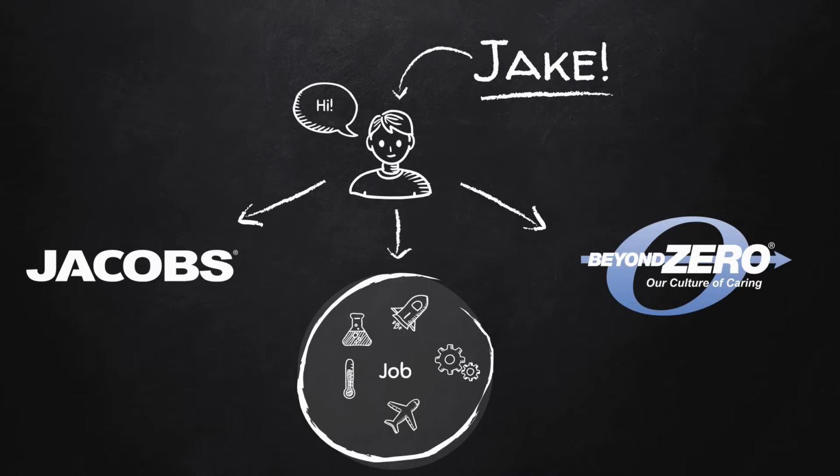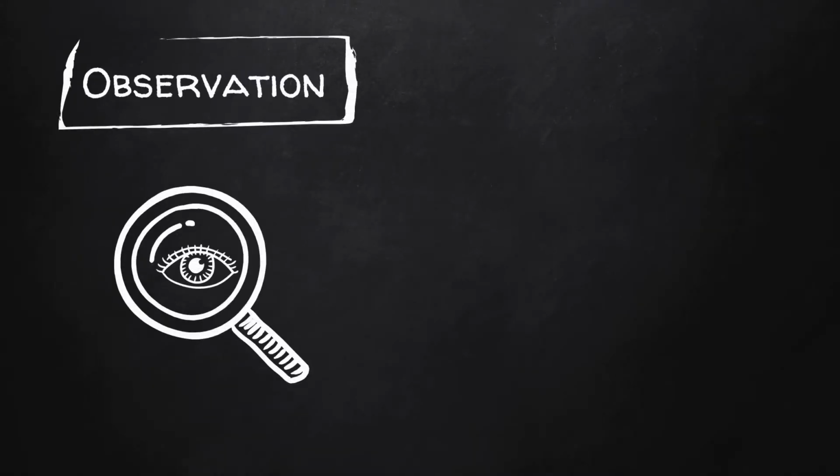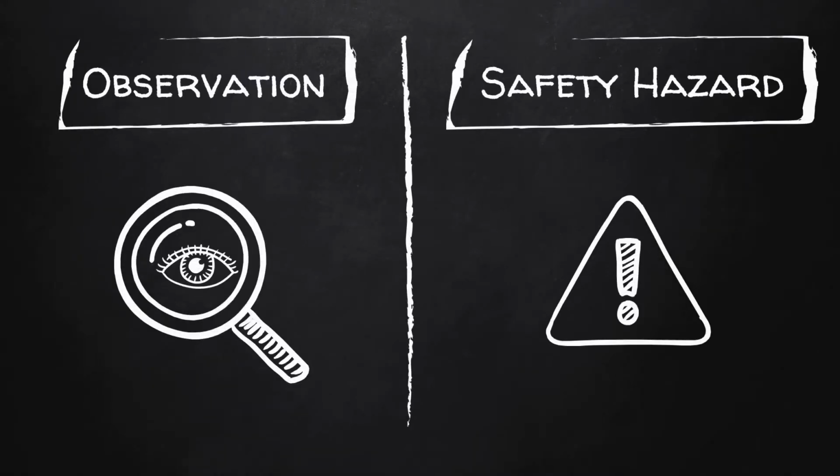Okay, so there are two different scenarios where Jake would want to fill out an SOR. The first is if Jake makes a general observation of an activity. The second is if he recognizes a specific safety hazard. Let's talk about the first one.